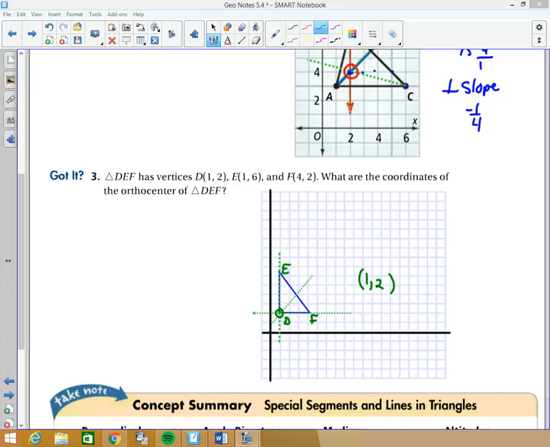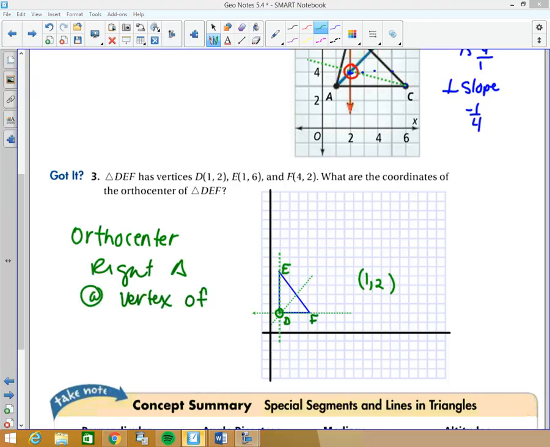Okay, so if you found the orthocenter for the triangle DEF, you would see that it hits at (1, 2). Okay, and what we notice is that, again, the orthocenter for a right triangle will be at the vertex of the right angle.